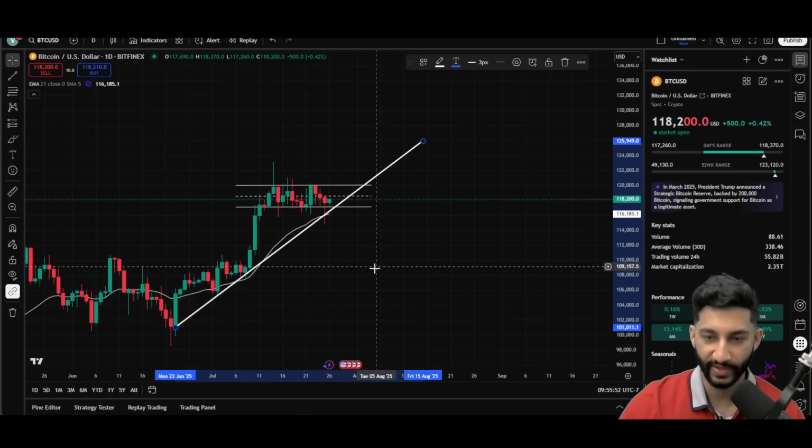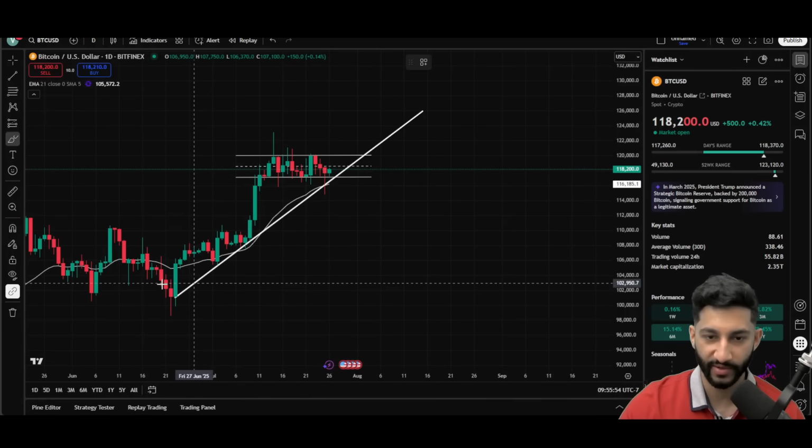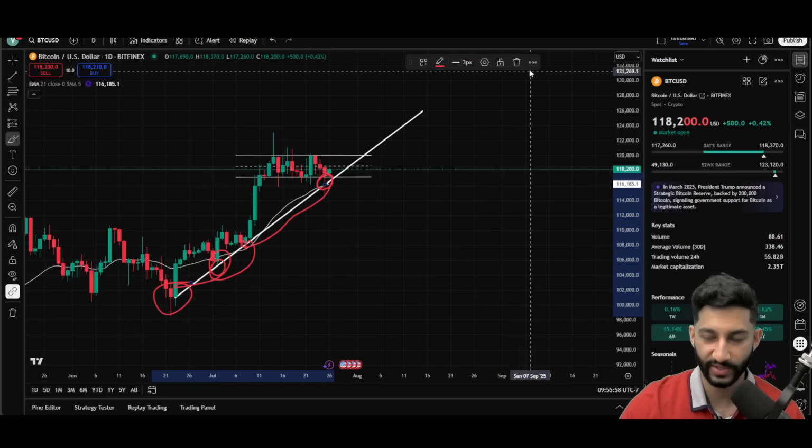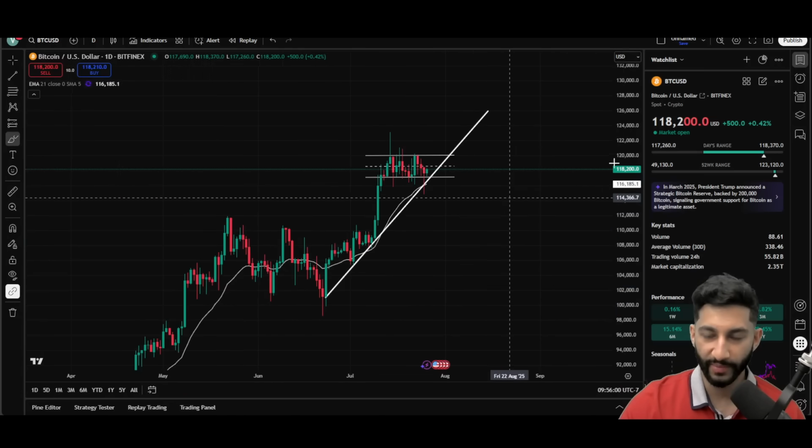You draw a trend line across the swing lows. That also fits pretty good. This is the starting point. This is the second touch, third touch. We just got the fourth touch. So overall, I mean, this thing is looking pretty bullish.